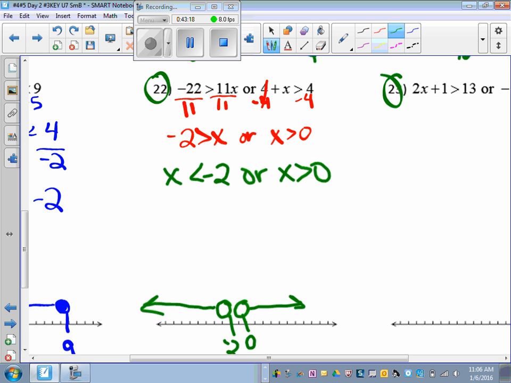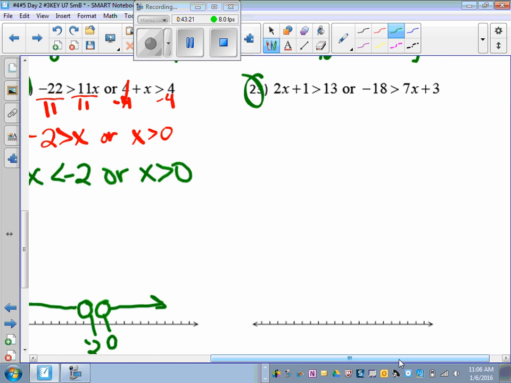Nope. All right, number 23. Again, another or statement. Kevin, what's going to be my first step for number 23? What do I have to do to get x by itself? We don't want to divide yet. We still have to get rid of everything else around it. Subtract what? Subtract the 1.